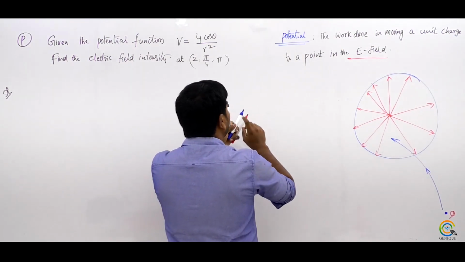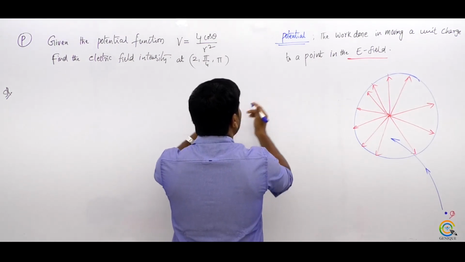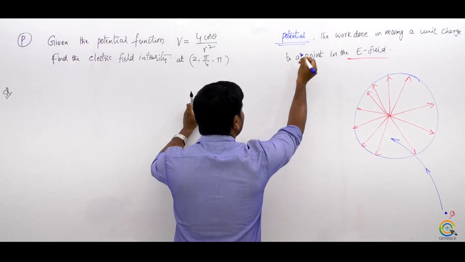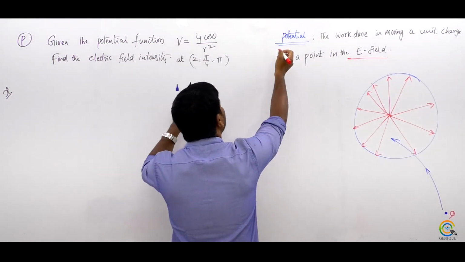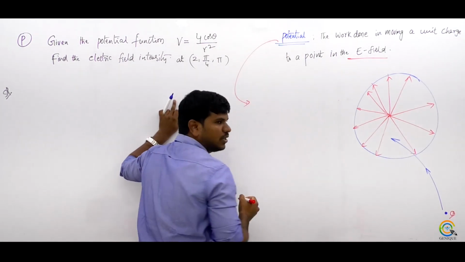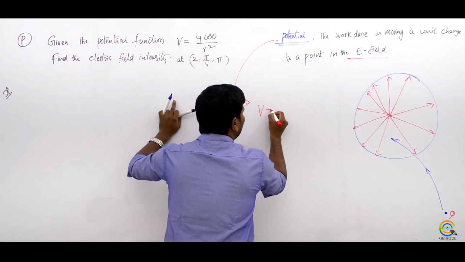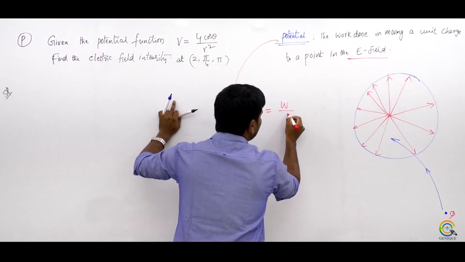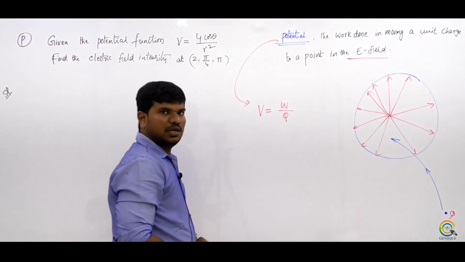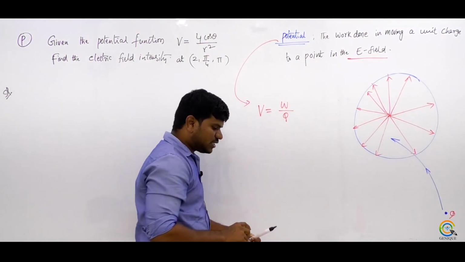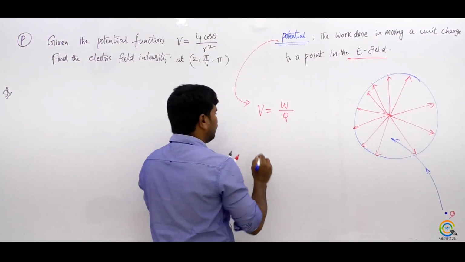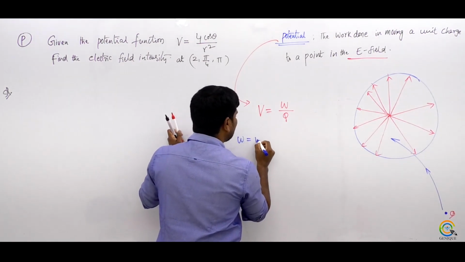Okay, so what is that work? The potential is indicated with V. V is equals to W by Q. V is equals to W by Q. What is W? W is equals to work done.